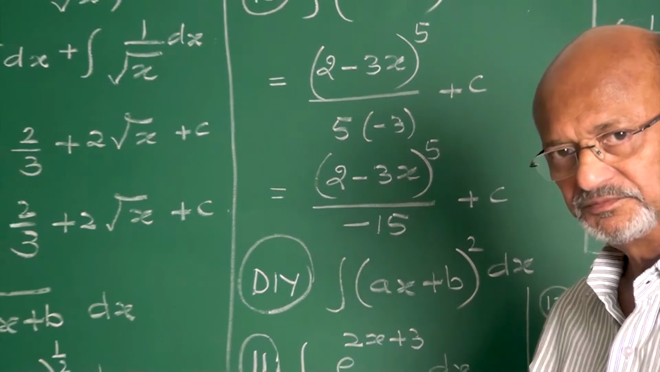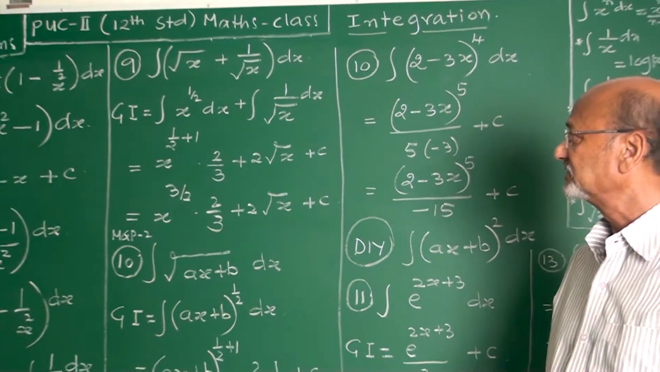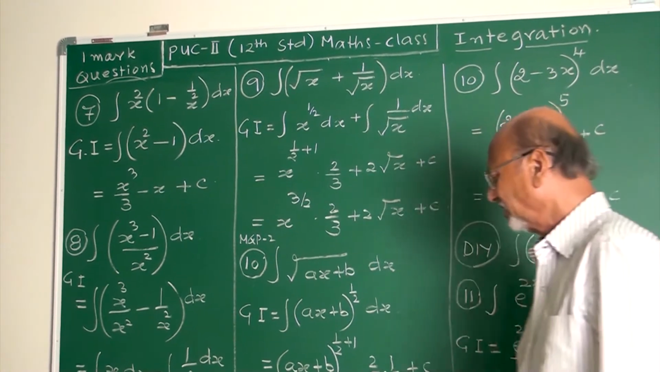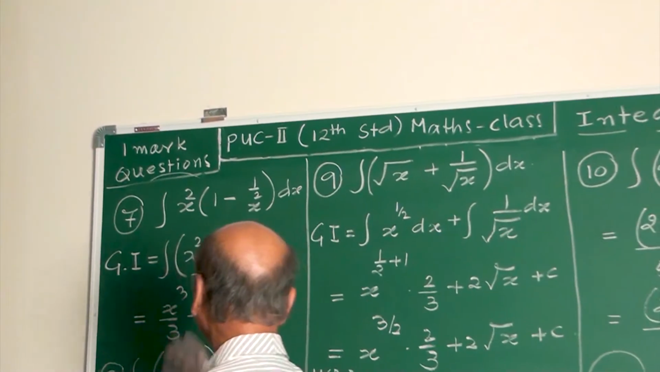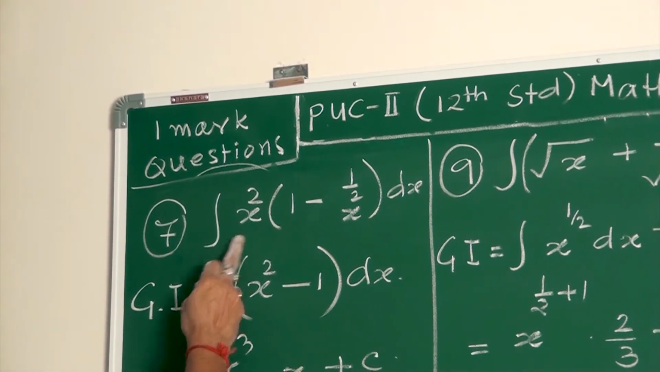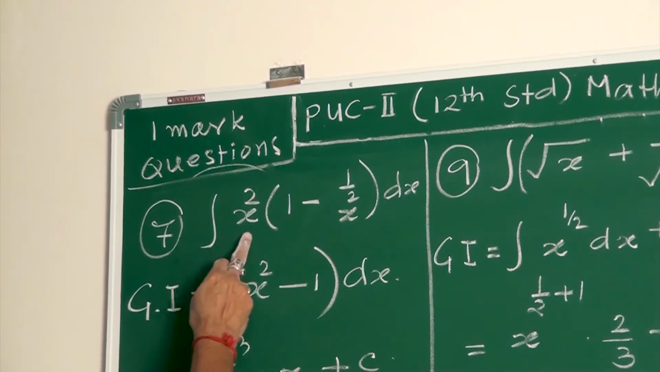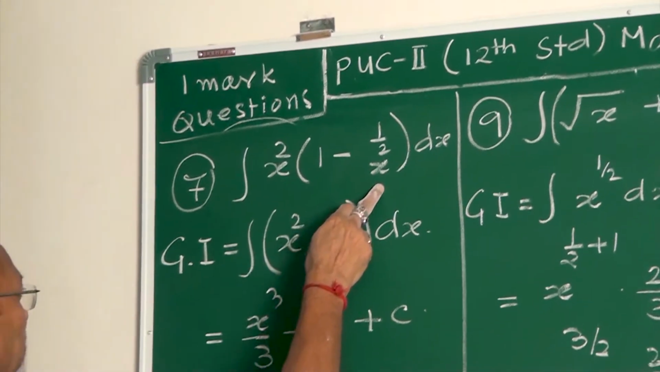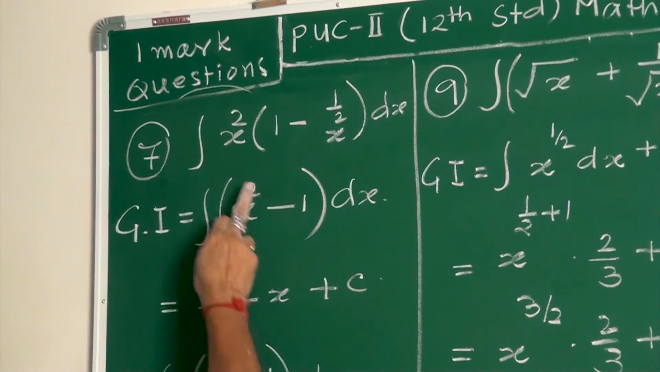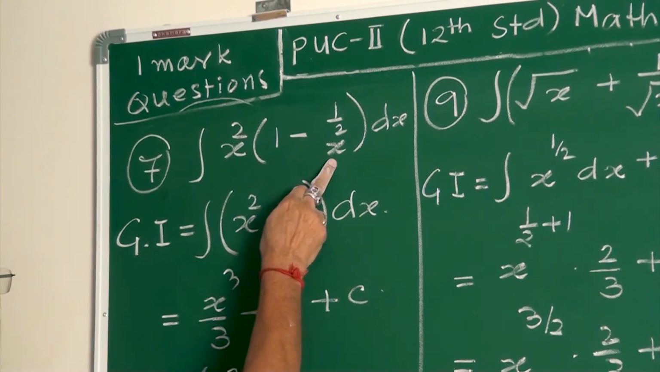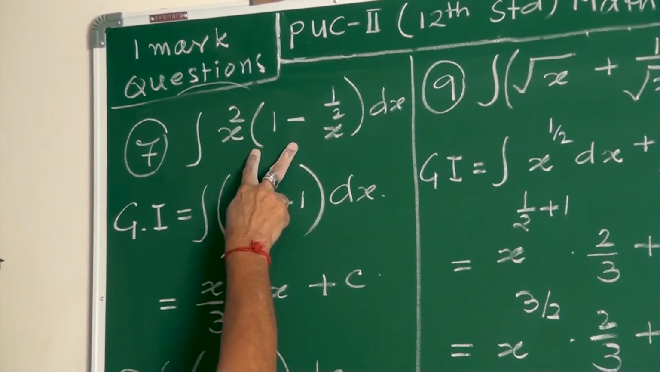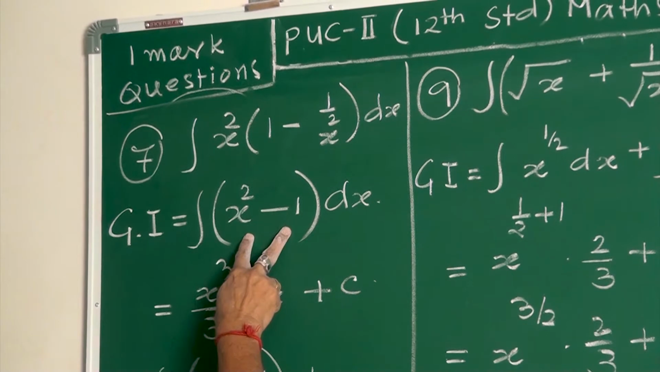Friends, the same examples continue here, making use of the same list of formulae. All these are a little bit drama examples. Some you have to simplify and write, that's all. Here it is a multiplication. Evaluate the integral of x square into 1 minus 1 upon x square. You have to simplify it first. x square into 1 is x square, minus x square cancels with x square, gives 1. After simplifying, you get x square minus 1 dx.